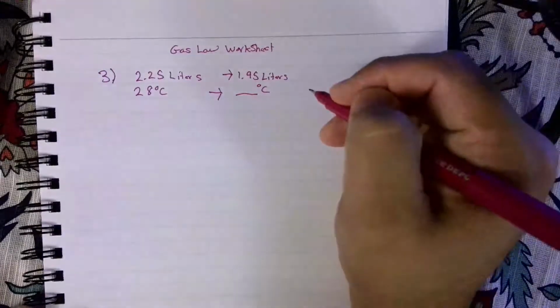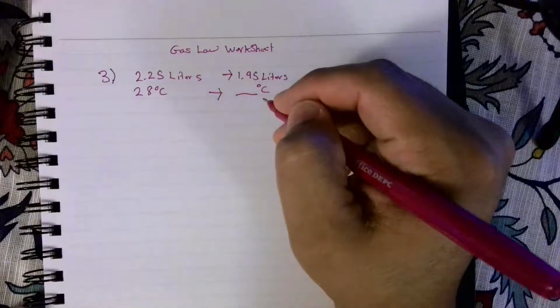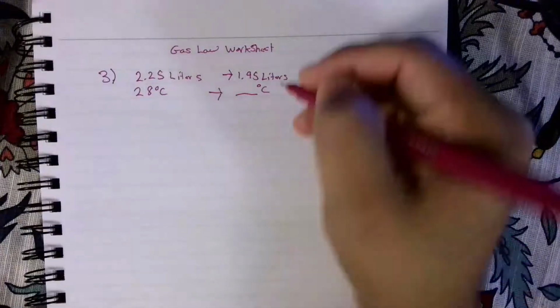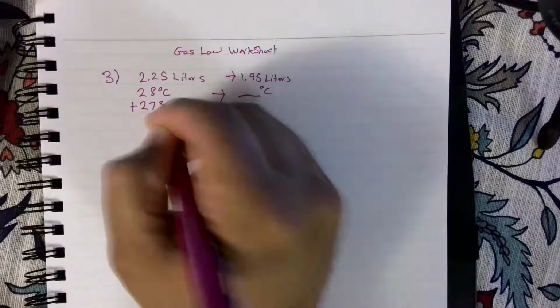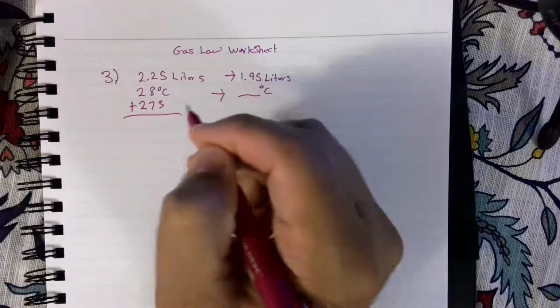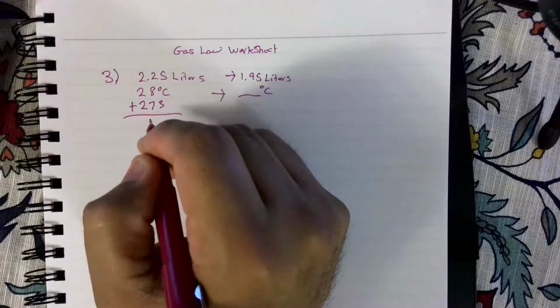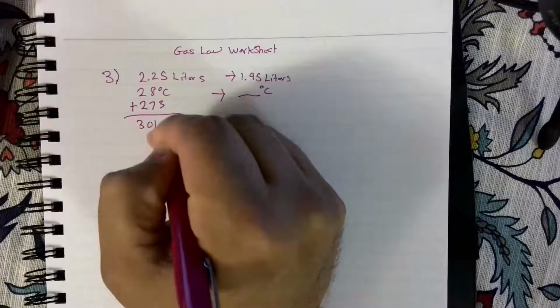Now the first thing we want to do is actually convert these two, because whenever we're working gas laws, you want to make sure you work those in Kelvin. So to do Kelvin, that's a pretty simple thing. You basically just add 273 to that number, okay? And that's going to tell you the temperature in Kelvin. So when you do that, 28 plus 273, I calculated it out to be 301 Kelvin, okay?